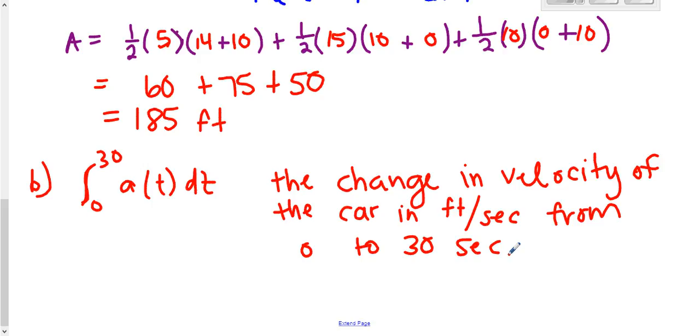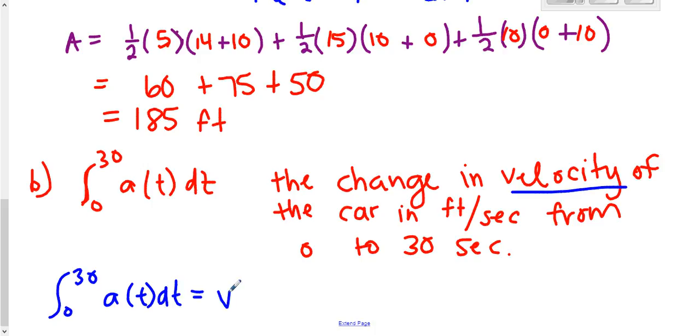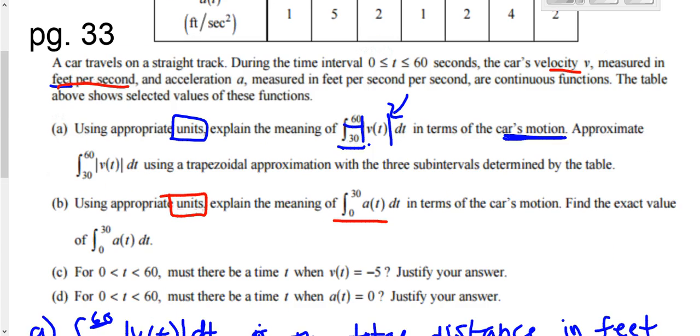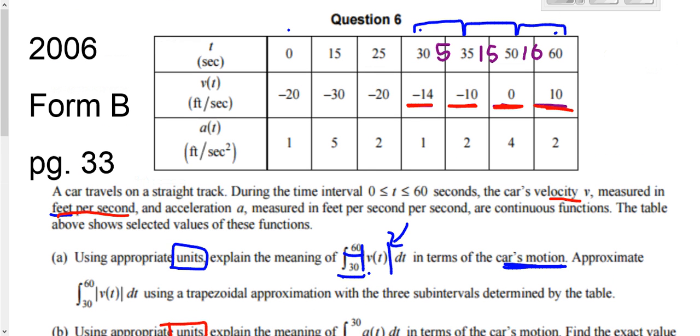So there's our interpretation. Now we need to actually find this integral. So if we integrate, from 0 to 30, the acceleration, dt, well, we said it was the velocity. So the velocity of 30 minus the velocity of 0. Well, we can go back up to our table and get those values. So even though we don't have an equation, we can still integrate this. So the velocity of 30 is -14. The velocity of 0 is -20.